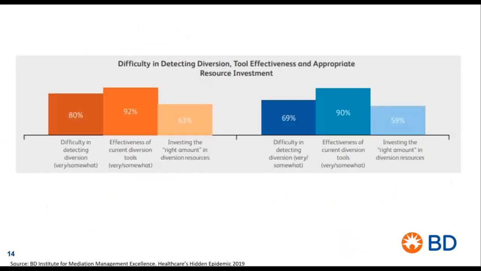Another graph from the same survey conducted by BD in 2019. They surveyed these healthcare providers and executives, and what they noted is that 80% of executives and 69% of providers reported that they had difficulty in detecting drug diversion within their respective healthcare organizations. So it's definitely a prevalent issue, and it's something that we definitely have to look into.